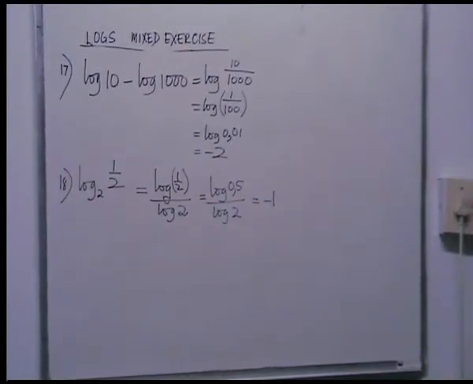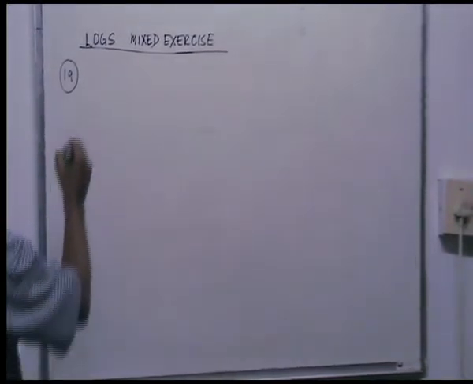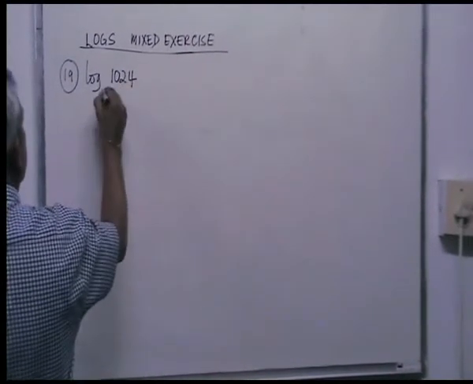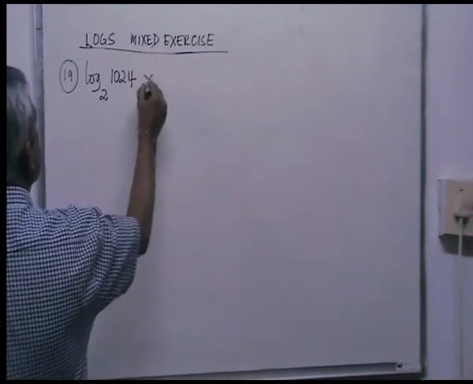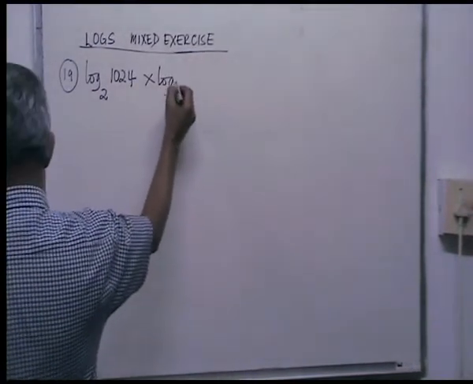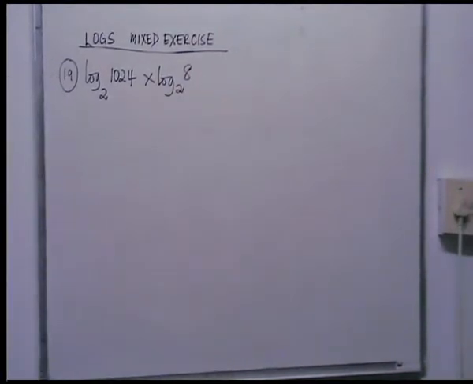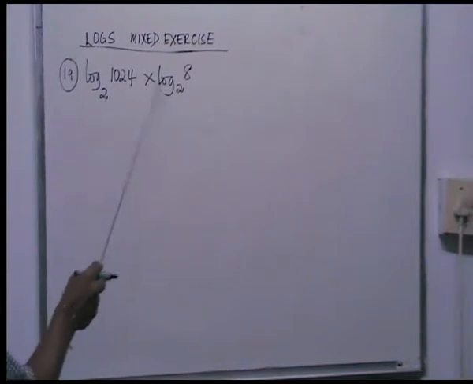Right, we have to do number 19 and 20, and we're coming there shortly. Number 19, you have log of 1024 to the base 2 times log of 8 to the base 2. Now, you must read very carefully. Log of 1024 to the base 2 times log of 8 to the base 2.